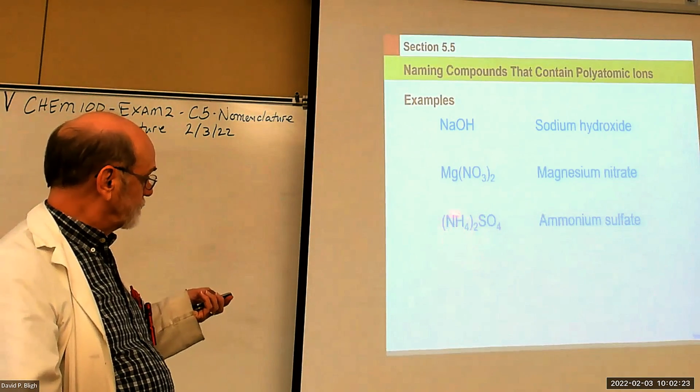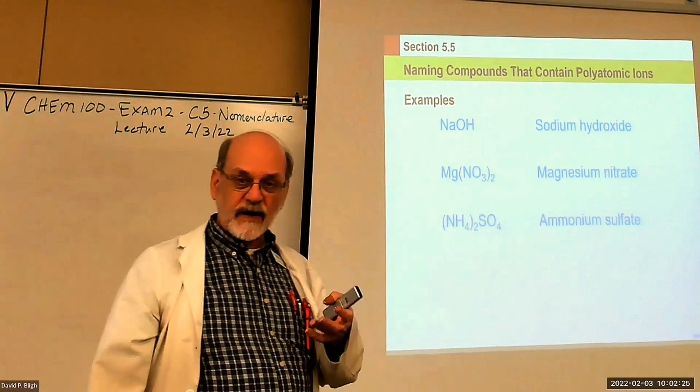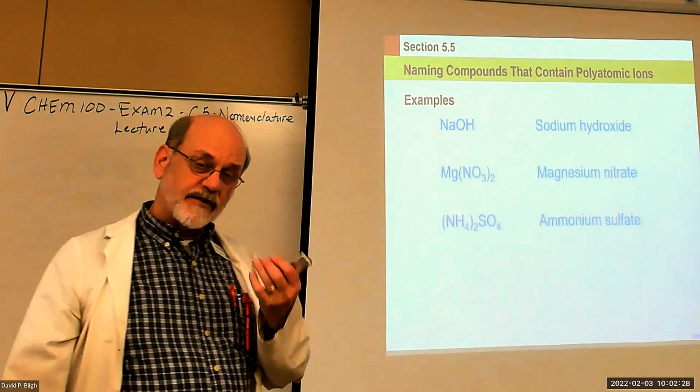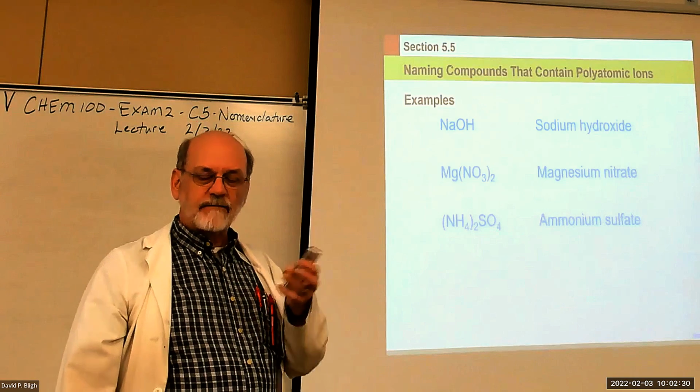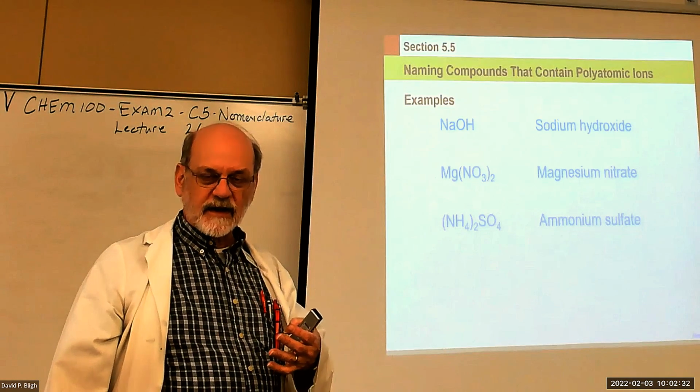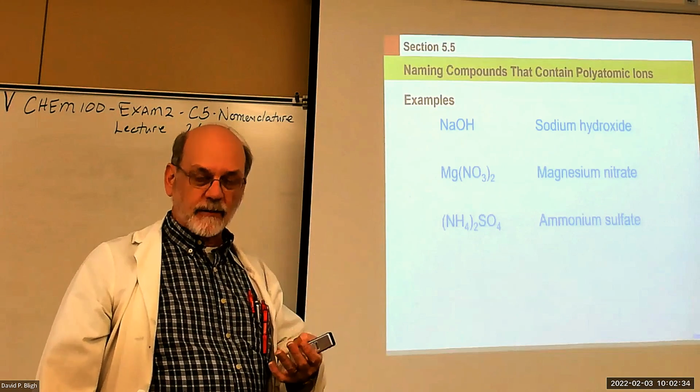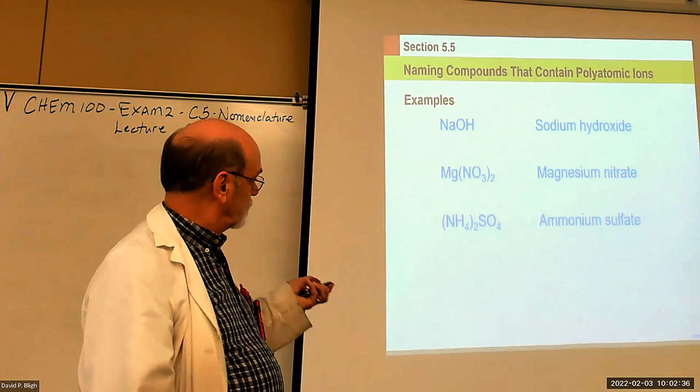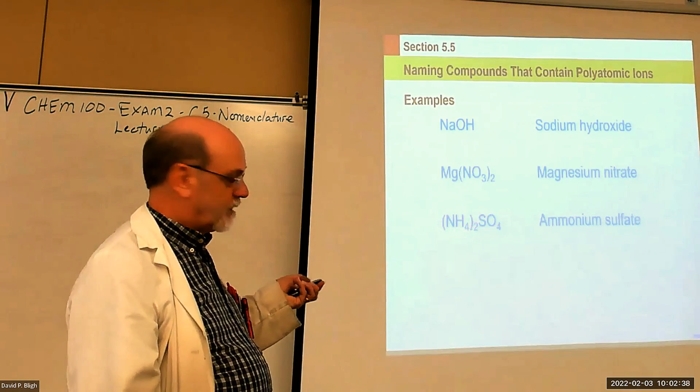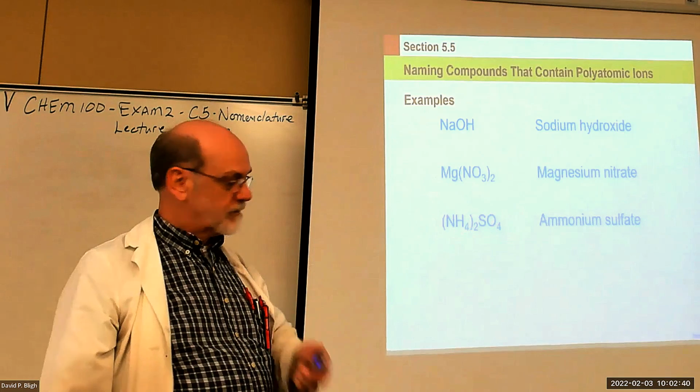Ammonium sulfate. Right? There's another one with polyatomics in it. In this case, sulfate is a 2- charge, and ammonium is a 1+ charge. So we need 2 ammoniums to balance out the sulfate. Just use parentheses.